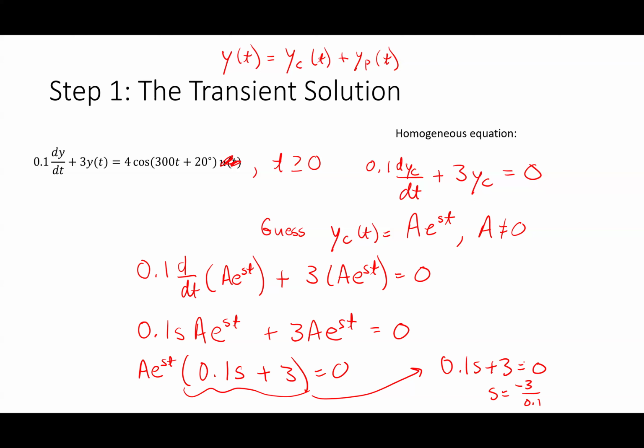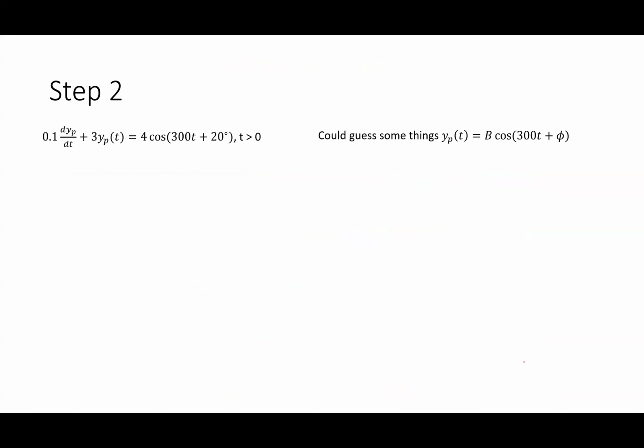Okay. So we've got the transient response. I don't know what A is, but I can't figure that out until the third step. I need to use my initial condition to do that. So keep rolling. Step 2. This is where I sort of ended up the other day.